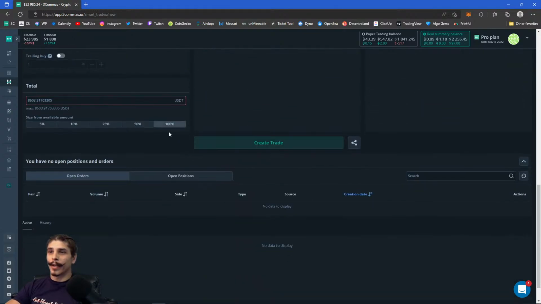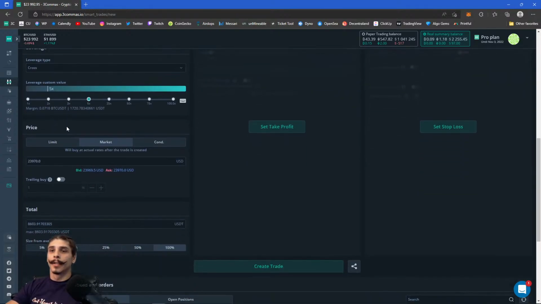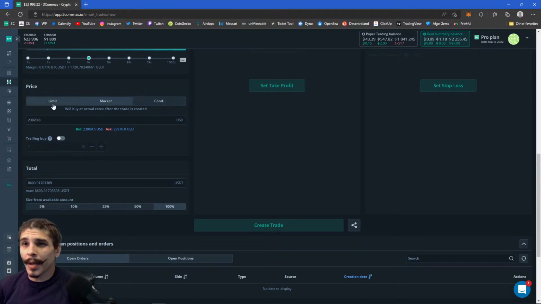But I'm not going to be doing that, so let's just leave it at a cool 5x, put it at 100% real quick, calculate. All right, we can trade with 0.359 BTC. That's how much we could trade with, 5x, 100%. So moving down, we have limit, market, conditional. So I'll talk a little bit about these to explain it.